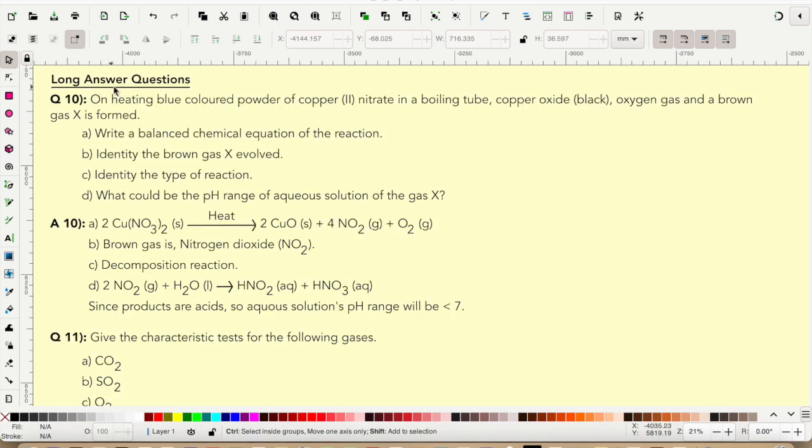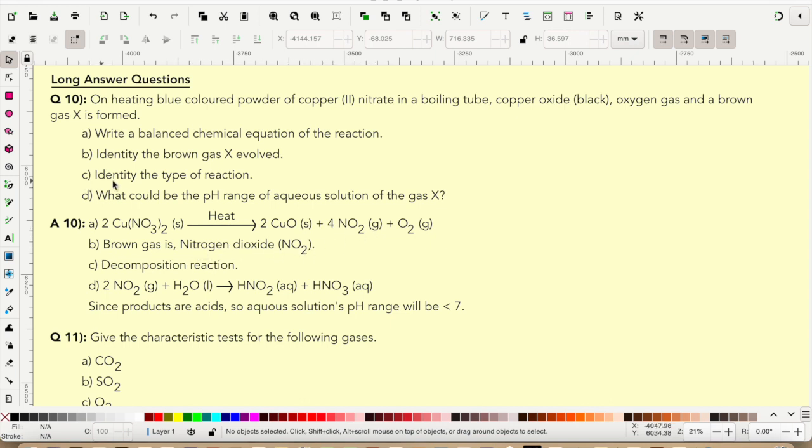Now let us see long answer questions. Question number 10. On heating blue colored powder of copper nitrate in a boiling tube, copper oxide, which is black in color, oxygen gas and a brown gas X is formed. First part, write a balanced chemical equation of the reaction. So the balanced chemical reaction is 2Cu(NO3)2 solid when heated makes 2CuO solid plus 4NO2 gas plus O2 gas. Second part is identify the brown gas X evolved. Brown gas is nitrogen dioxide, NO2.